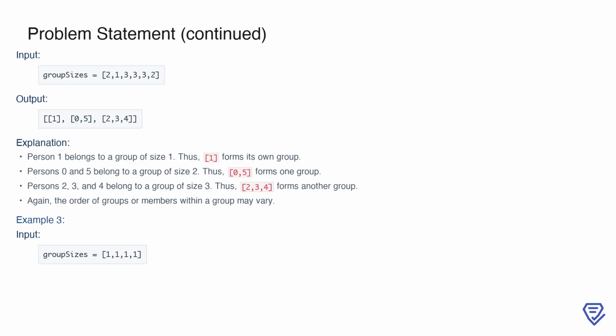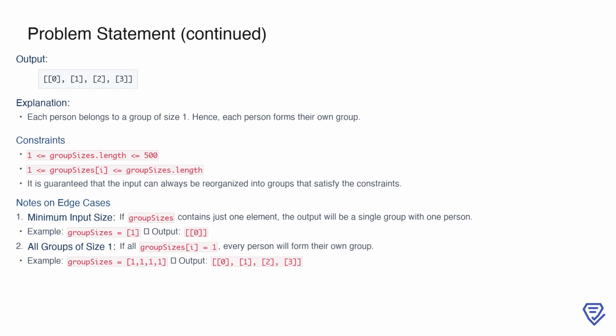Once again, the specific order of the groups or the members within them is not important, as long as the constraints are met. For instance, we could list [2,3,4] before [0,5], and it would still be a valid solution. Here's another example to illustrate a simpler case.